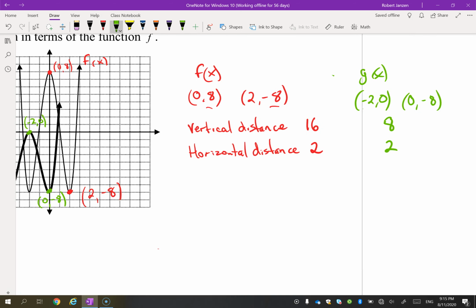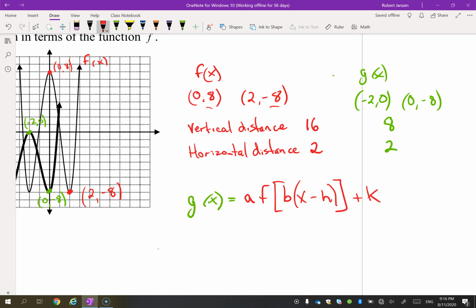What we want to do is write g of x, the equation, in terms of f of x. What has happened to f of x? Maybe there was an a value, maybe there was a b value, maybe there was a c value, or I guess we call it h, I think we're calling it h. And maybe there was a k value. We just have to figure out what each of those are.